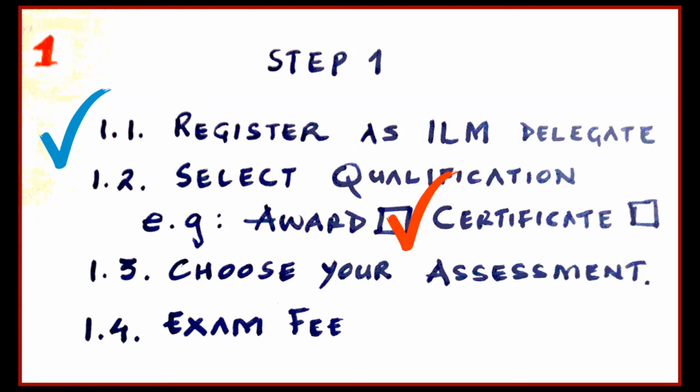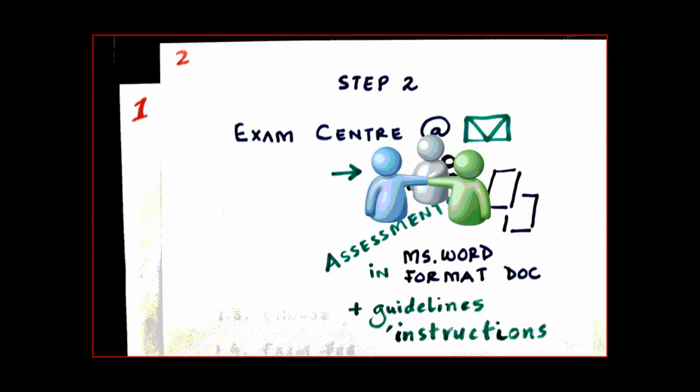So say we select award for instance, and we choose our assessment. After the training, we are familiar with our books, then we make a choice of which assessment I would like to take. So we choose our assessment and then we move on to the next step, which is the exam center. Now the exam center is going to send us via email the assessments, which will be in Microsoft Word format along with guidelines and instructions.